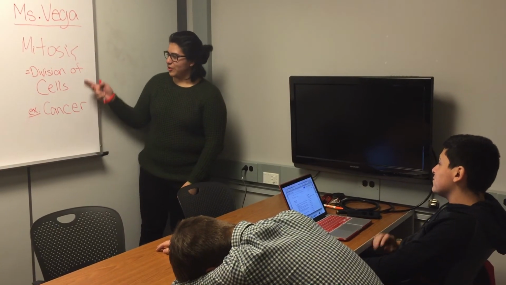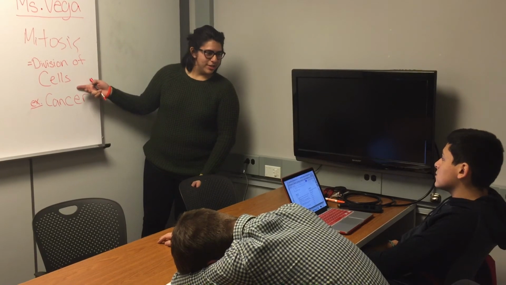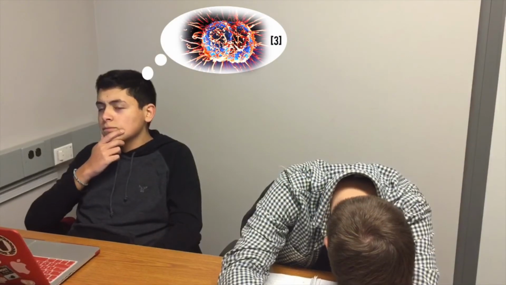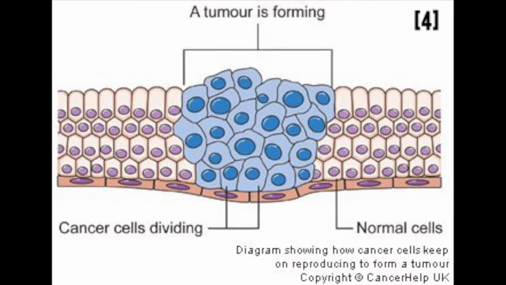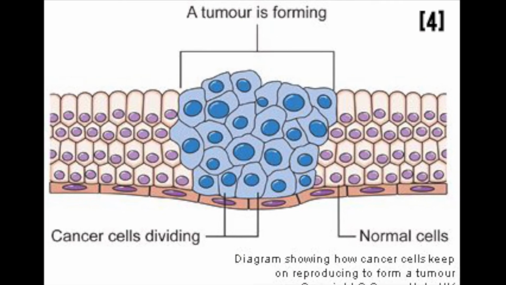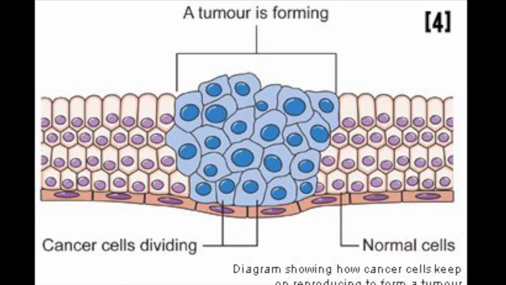Well, cancer is the uncontrollable division of cells. Cancer. Cancer happens when cells divide uncontrollably and produce a growing lump called a tumor.